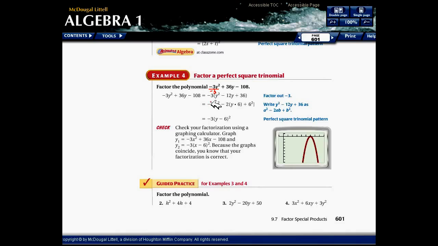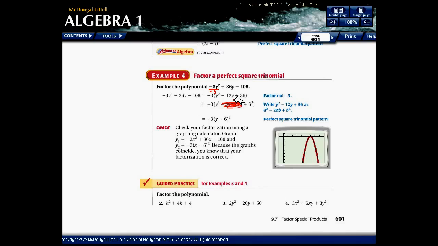So I still have my negative 3 out here. The square root of this is y. The square root of this, negative 6, because it has to add together to get a negative 12. Okay, this looks kind of confusing, so just eliminate that from your brain for a minute. Square root of that, square root of that. We know it has to be minus because that tells us it's a negative 12y.